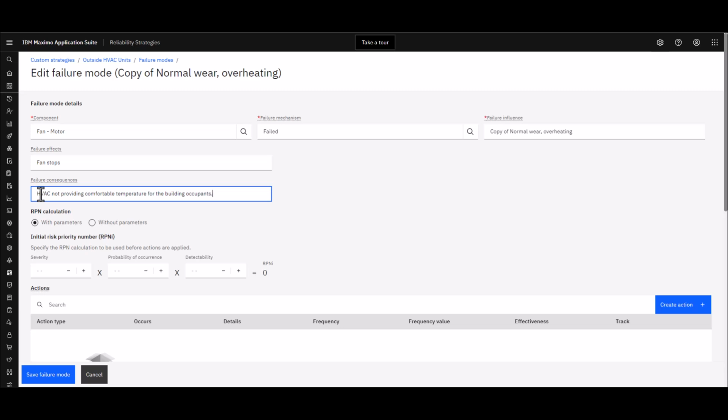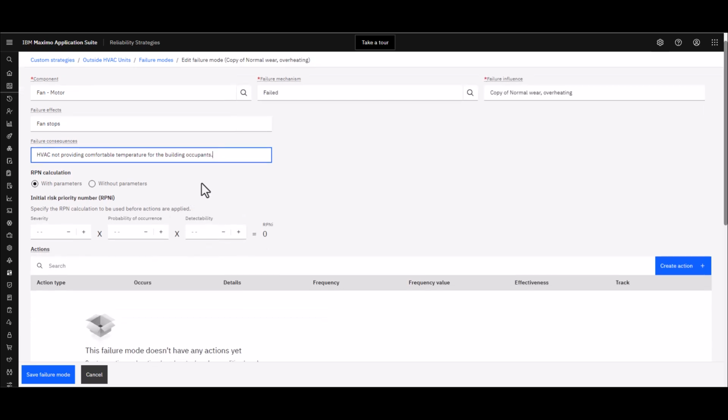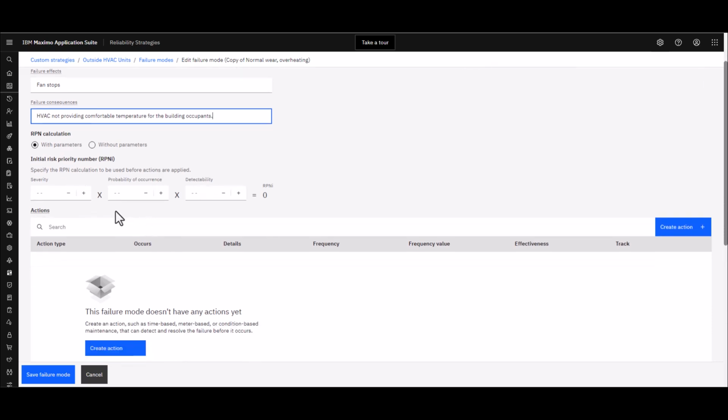Okay. All right, so now we get into the RPN calculation. And different companies, different approaches have different numbers that they would use here. You can see out of the box, we are going to be taking a look at the severity times the probability of the occurrence of the failure. And then we're going to introduce the idea of detectability. How detectable is this failure? And that'll give me an initial RPN number.